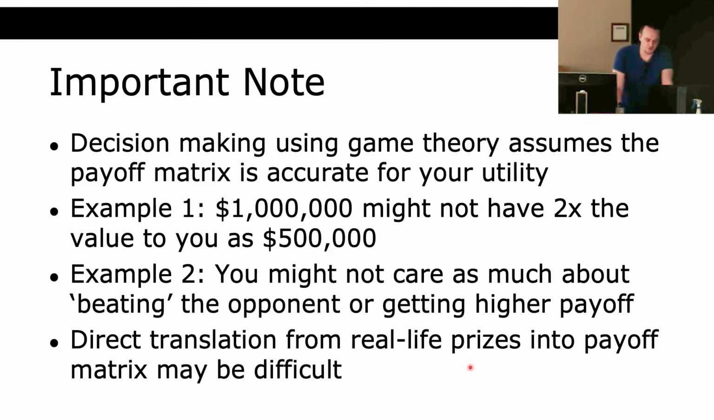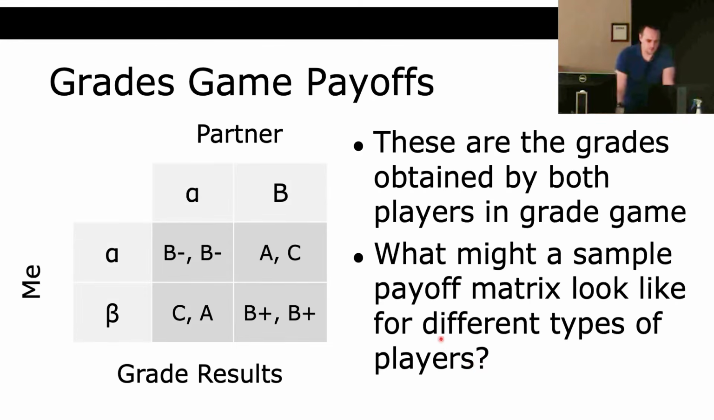So direct translation from real life outcomes into numerical payoffs is actually quite difficult. Game theory doesn't solve the whole problem for you, it just solves the algorithmic problem for you. And so here, where we talked about before, these grades that we got, these are the grades obtained by both players in the grades game. What might a sample payoff matrix look like for different types of players?